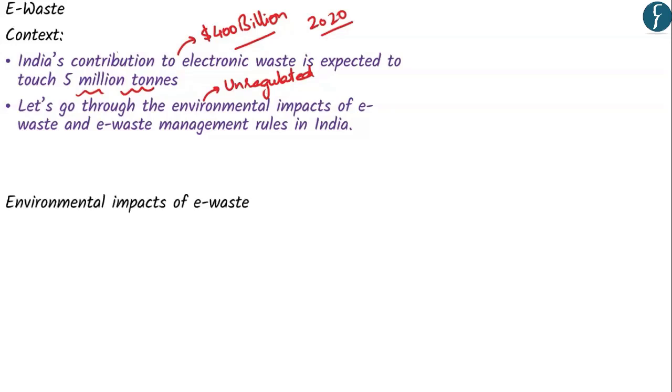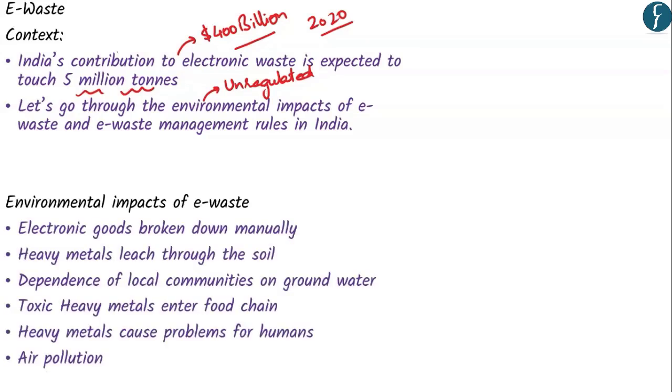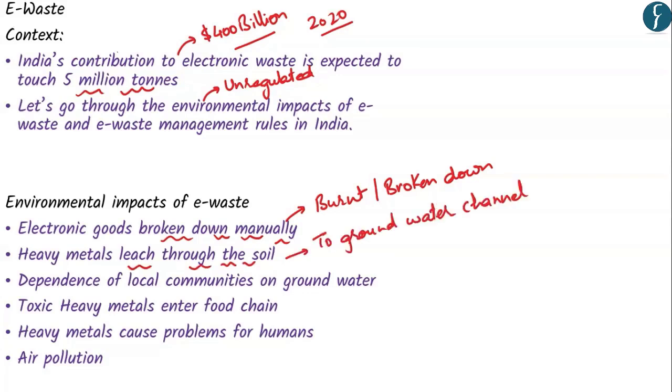First and foremost, let's try to understand the environmental impact of e-waste. Electronic goods that are past their shelf life are broken down manually for precious metal, or burned, or discarded in landfill, and go on to contaminate land and water. These heavy metals leach through soil to reach groundwater channels, which eventually run to the surface as streams or small ponds.